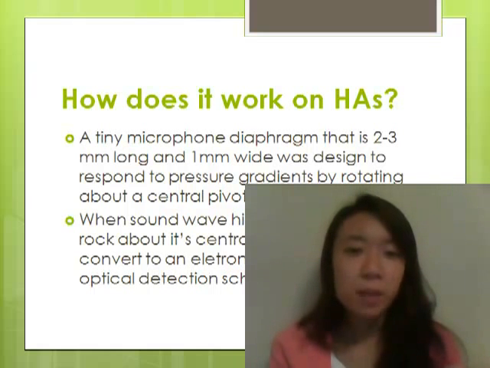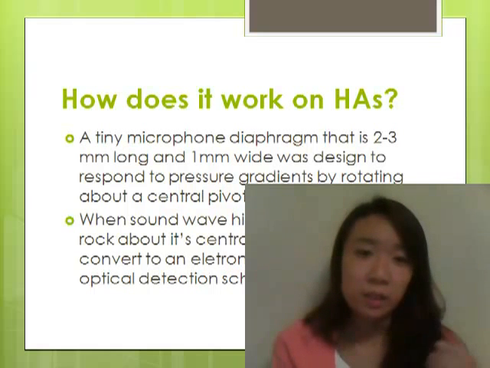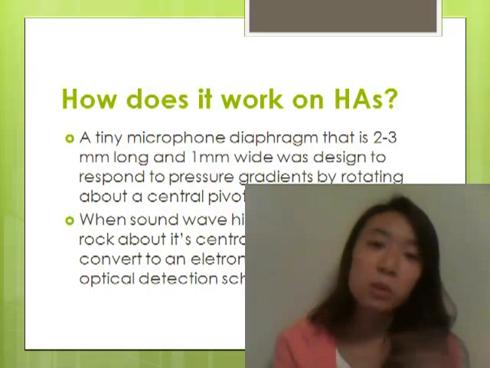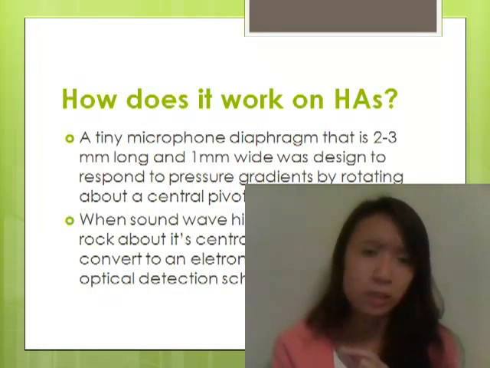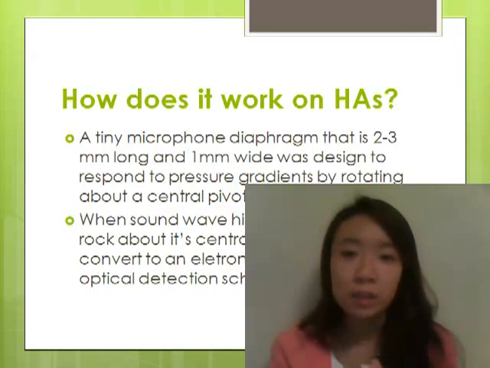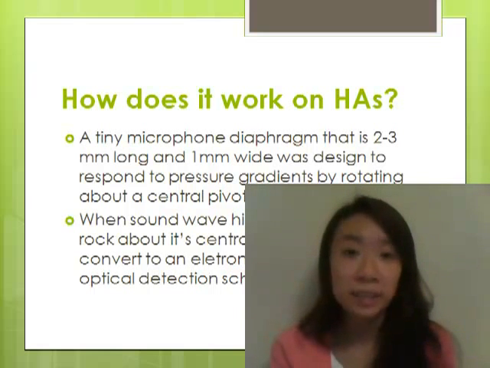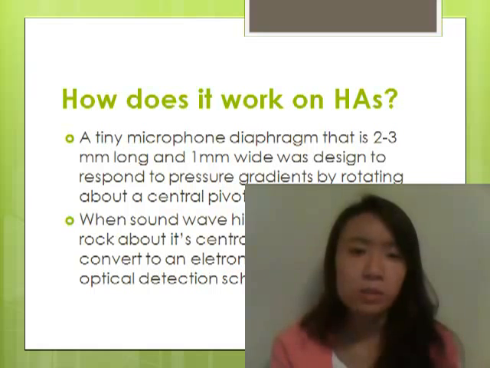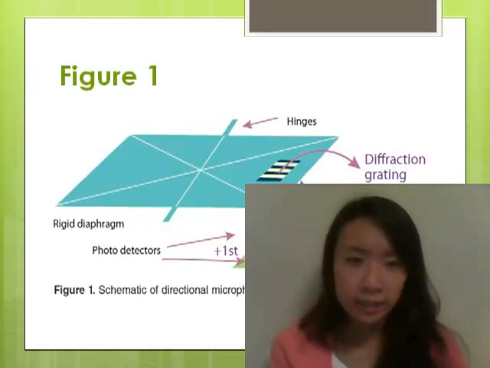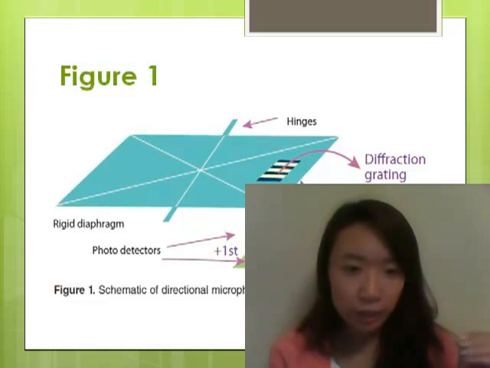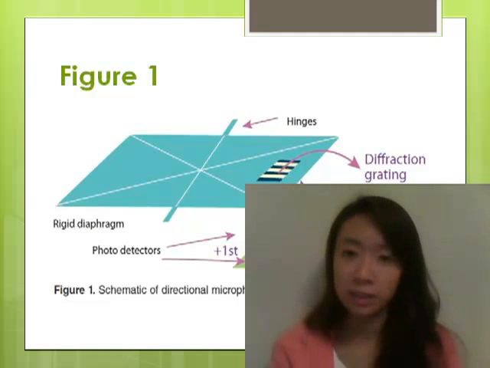So how does it work on hearing aids? There is a tiny microphone diaphragm that is designed to respond to the pressure gradients by rotating about a central pivot. And when a sound wave hits the diaphragm and makes it rock about the central pivot, this motion is converted to an electronic signal using an optical detection scheme. And this figure demonstrates how the diaphragm and the detection scheme work together.